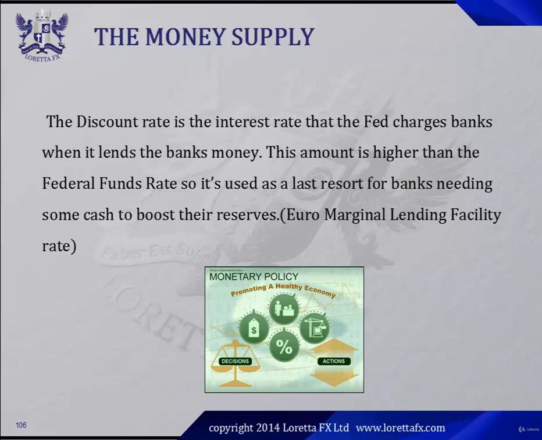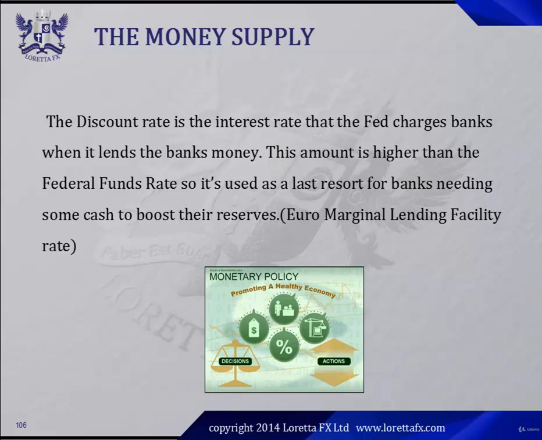Now, each bank has a different level of reserves at the end of the day. So banks with surplus reserves lend money to banks with insufficient reserves. And the rate that banks charge each other in the US is the Fed funds rate, and in the Euro area it's the main refinancing operations rate.